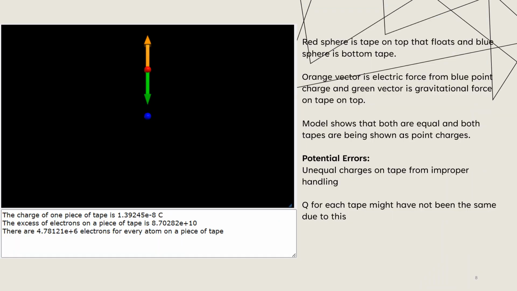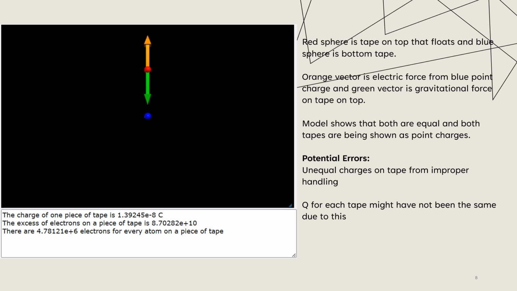So this is my model, the red sphere being tape B and the blue sphere being tape A. The green vector is gravitational force and the orange vector is electric force. The charge of one piece of tape is given as 1.39 times 10 to the negative 8 coulombs. The excess of electrons is given, and the electrons for every atom are also calculated in the code.